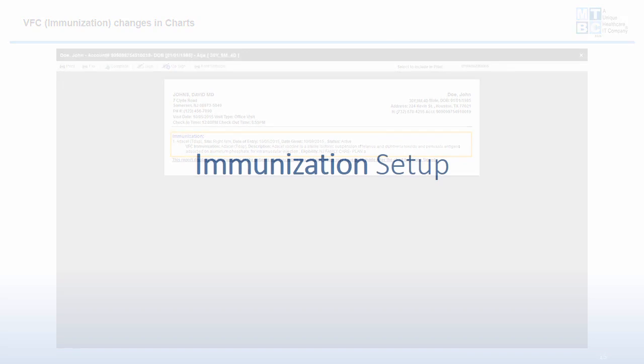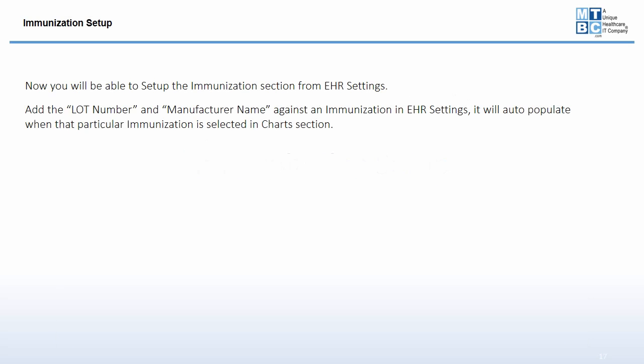Next, we have the immunization setup in the WebEHR. Now, you will be able to set up the immunization section from the EHR settings. That was allowed previously as well, but the new changes are the option to add a lot number and the manufacturer name against immunization in the EHR settings. Now, these will auto-populate with the particular immunizations in the selected chart.